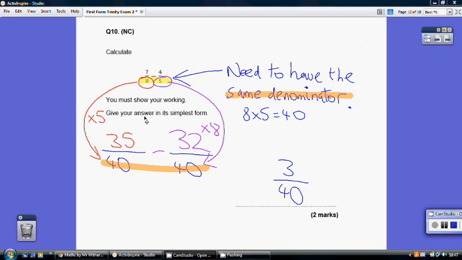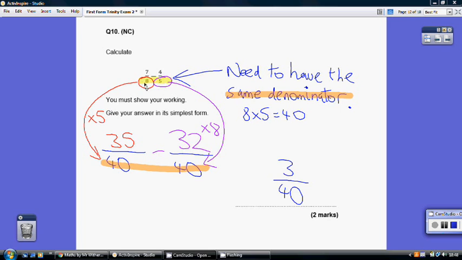Question 10. Now, when we're adding or subtracting fractions, you must have a common denominator. You must have the same number on the bottom. So don't even think about trying to do 7 take away 4 or 8 take away 5. You can't do any taking away until the bottom number is the same. So what is this common denominator?